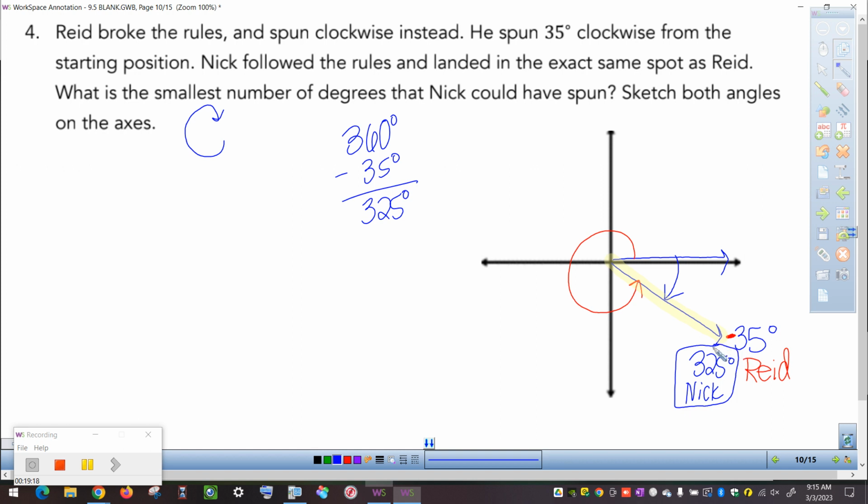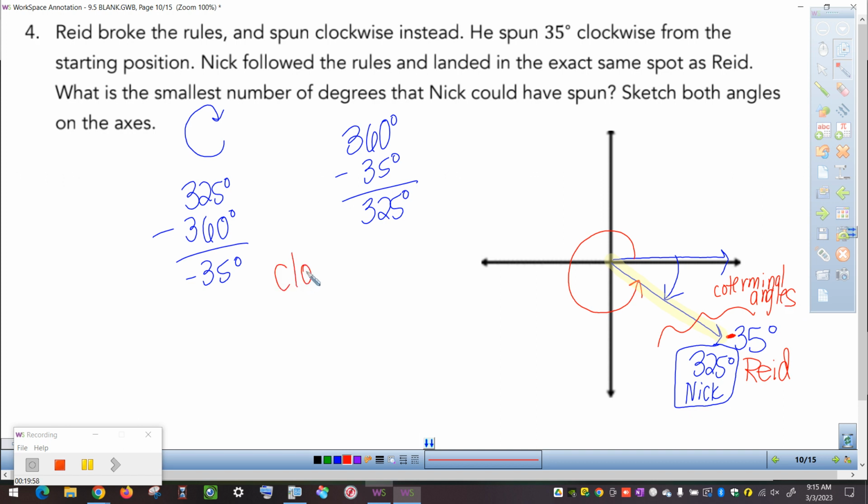Notice how positive 325 and negative 35, those are coterminal angles. Sometimes coterminal goes into the negatives, and that's okay. If you think about starting at 325 and subtract 360, we're going to get to negative 35. So I just want to make a note here that here we have another example of coterminal angles, and the direction that we are traveling from the starting position is what defines if we have a positive or negative angle.